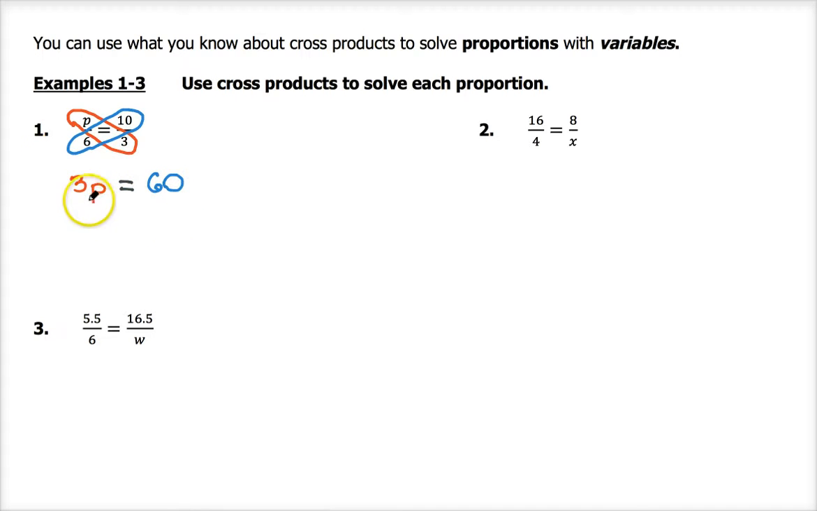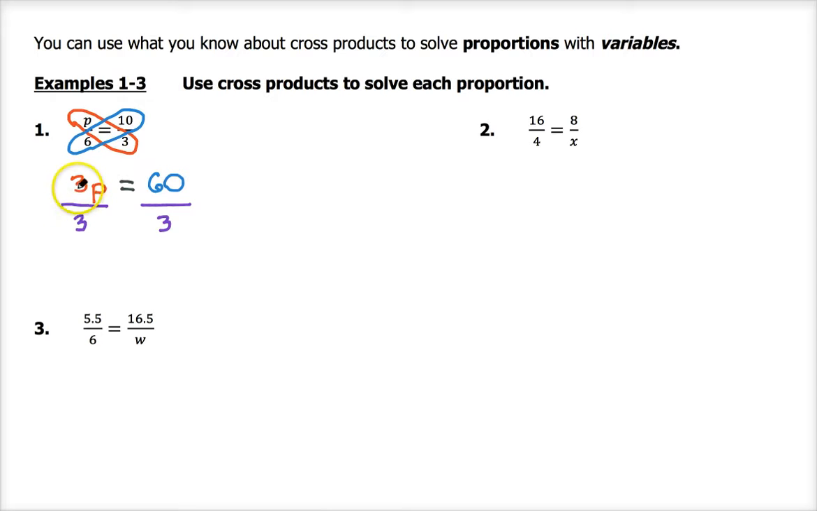To solve for p, because this is multiplication here, I need to undo my multiplication with the opposite of multiplication, and that would be division. So I'm going to divide the left side of this equation by 3 in order to undo this multiplication, and I'm also going to divide the right side by 3. When you're dividing, show your division with a fraction bar. When you're solving proportions, show them with a fraction bar.